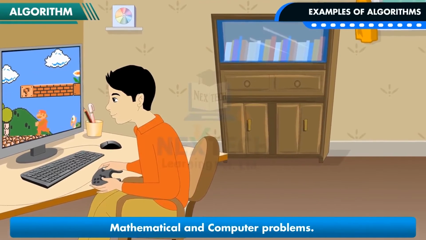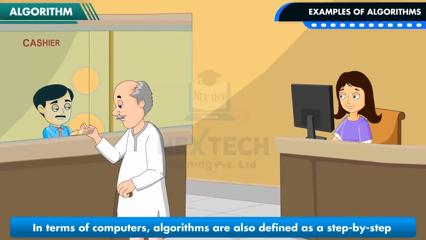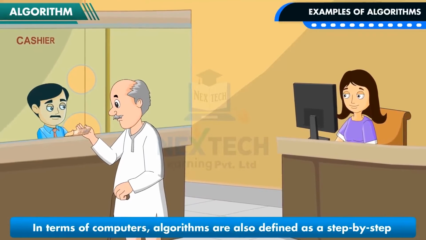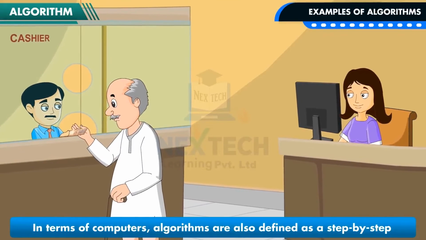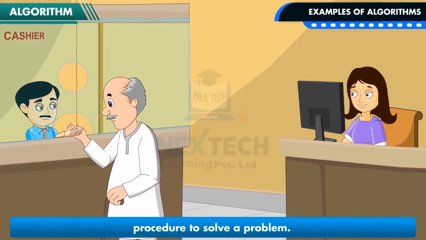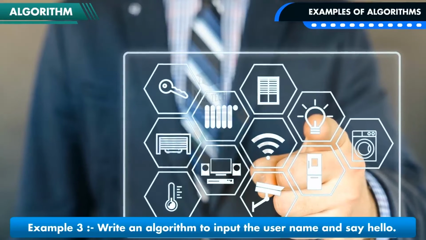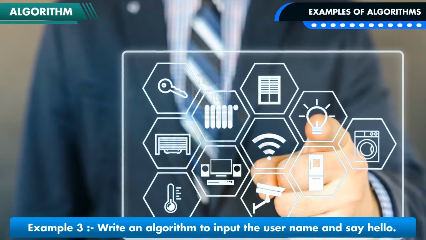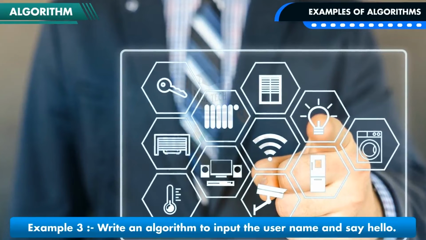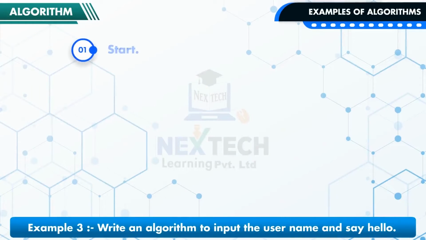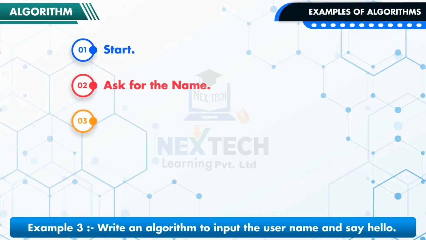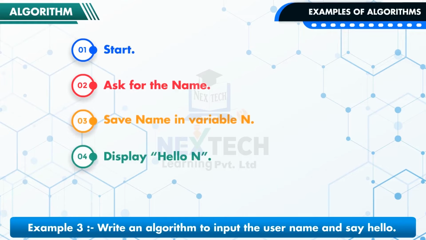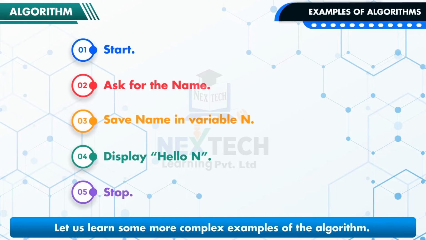Although real-life examples are good to understand how an algorithm works, algorithms find the most common uses in solving mathematical and computer problems. In terms of computers, algorithms are also defined as a step-by-step procedure to solve a problem. Example 3. Write an algorithm to input the username and say hello. Step 1. Start. Step 2. Ask for the name. Step 3. Save name in variable n. Step 4. Display hello n. Step 5. Stop.